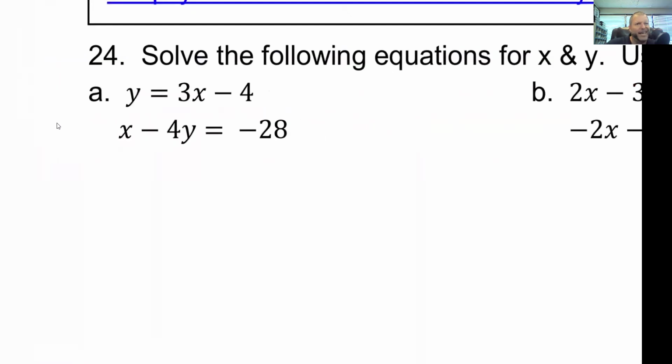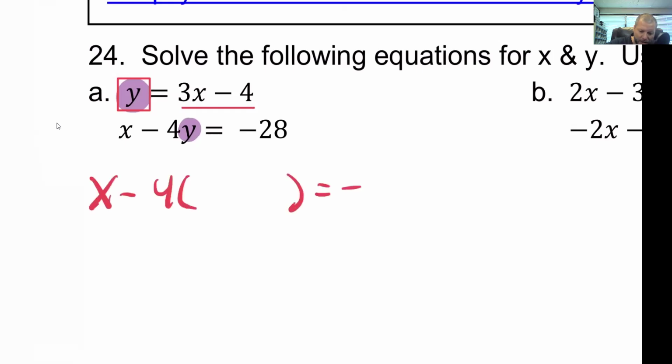So in question A, I would use substitution. And the reason I would use substitution is because I already know what y equals in terms of x. Y equals 3x minus 4. So this means that any place that I have a y in that second equation, I could replace it with a 3x minus 4. So we could think of that second equation this way. Instead of having a y, I have a 3x minus 4.